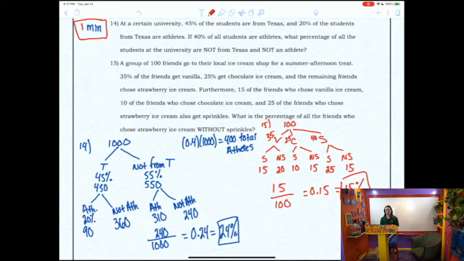If we know that there are 450 total students from Texas and 90 of them are athletes, that means that there are 360 students from Texas who are not athletes. And finally, if we know that there is a total of 550 students not from Texas and 310 of them are athletes, that means that there are 240 that are not from Texas and not athletes. 240 over 1,000 represents 24%, which is the answer to number 14.